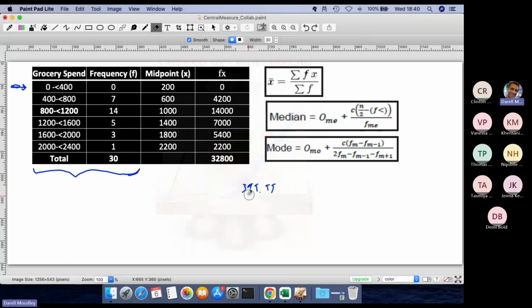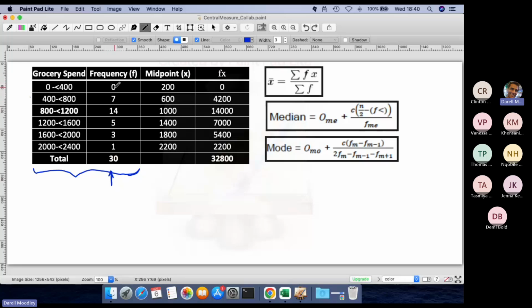The next bracket, the one below that, are people that spend 400 and up, but nothing more than 799. So the max they would spend in this bracket is 799 and 99 cents, and so on, going all the way down. Okay, so that's what the first column is telling you, what bracket people fall in terms of their spending. The next column is the frequency. It tells you how many people fall in that bracket.